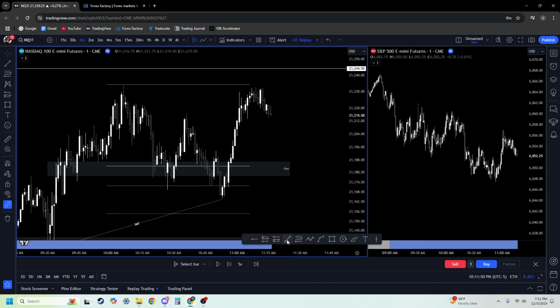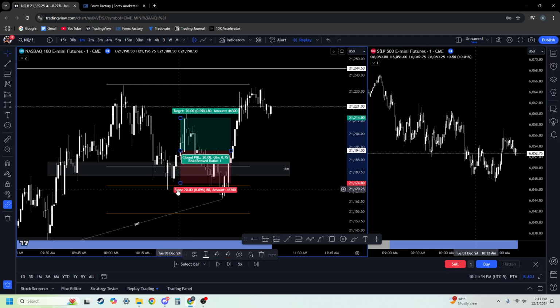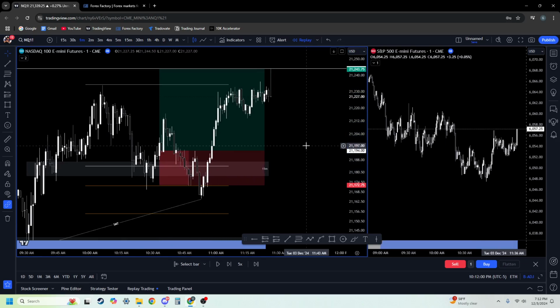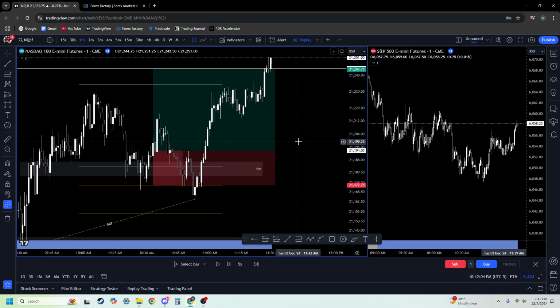That's what I'm saying. You could have been right about the direction. Say you entered right here on this trade. See how you got stopped out, but price eventually did what you wanted it to do. That's what I'm saying. You can lose on winning setups.